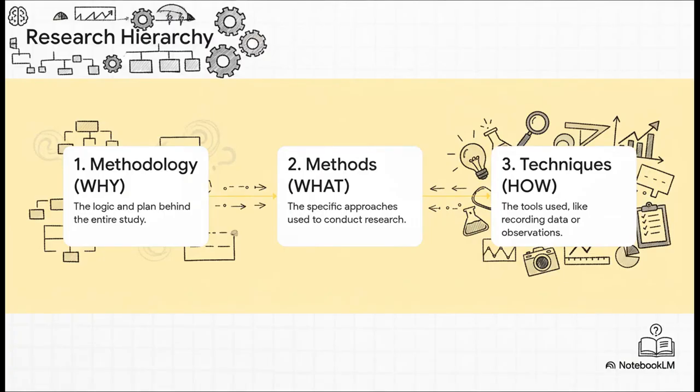Let's make this super simple. Think about building a house. Your methodology is the architect's blueprint. It's the overall why, the grand design, and logic. The methods are the big phases of construction, the what, like laying the foundation, then framing the walls. And the techniques, that's the how. Those are your actual tools, your hammers, your saws, your drills, the specific things you use to get the job done. See? Why, what, and how.